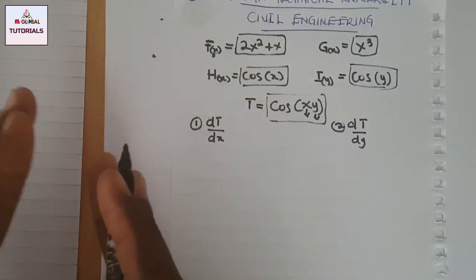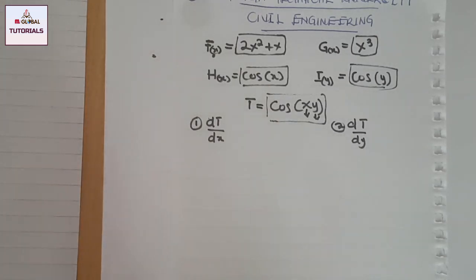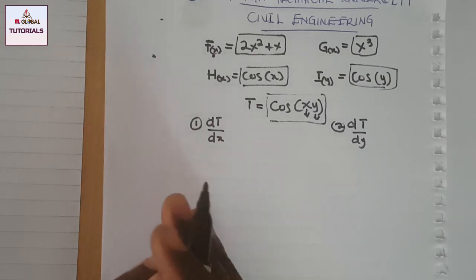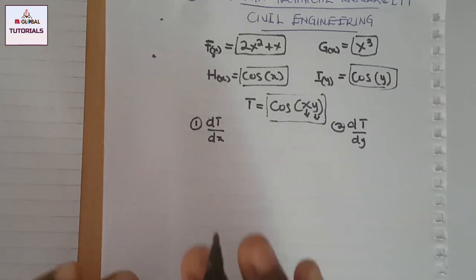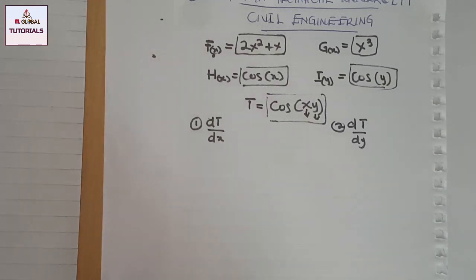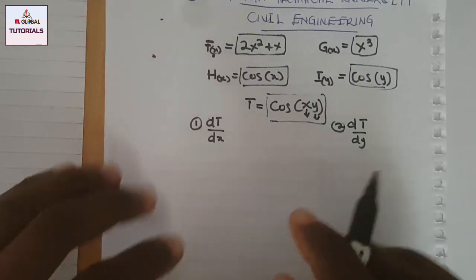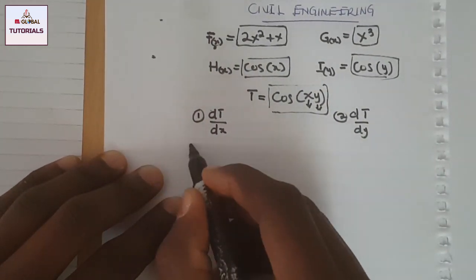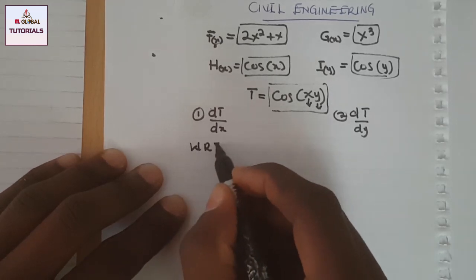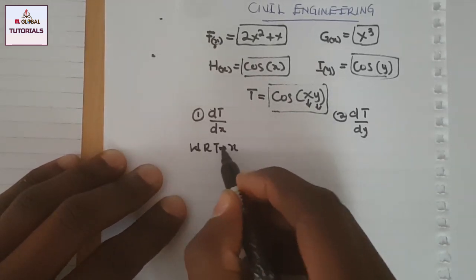So we are going to deal with dt dx. We don't say over, it's not a fraction. Dt over dx is wrong. We say dt dx because it's not a fraction. Dt dx is a differential operator. Okay, so we are going to do this with respect to x.